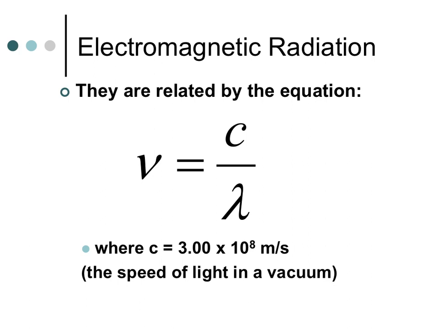C is a constant. So it is equal to approximately, and this is rounded to 3 significant figures, approximately 3.00 times 10 to the 8th meters per second. That is the equivalency of the speed of light in space. So that's why it says in a vacuum.